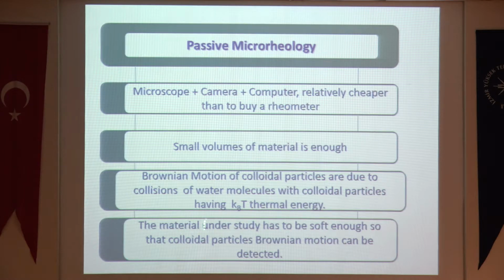The downside of this technique is that we can only measure soft materials, up to maybe 100 Pascal. This is the superior part of a rheometer, which can measure maybe megapascals, but we can only measure maybe hundreds of pascals in this method. Also, since you're working under a microscope, you have to be able to see the sample. It has to be transparent. So those are the only two downsides of this method.